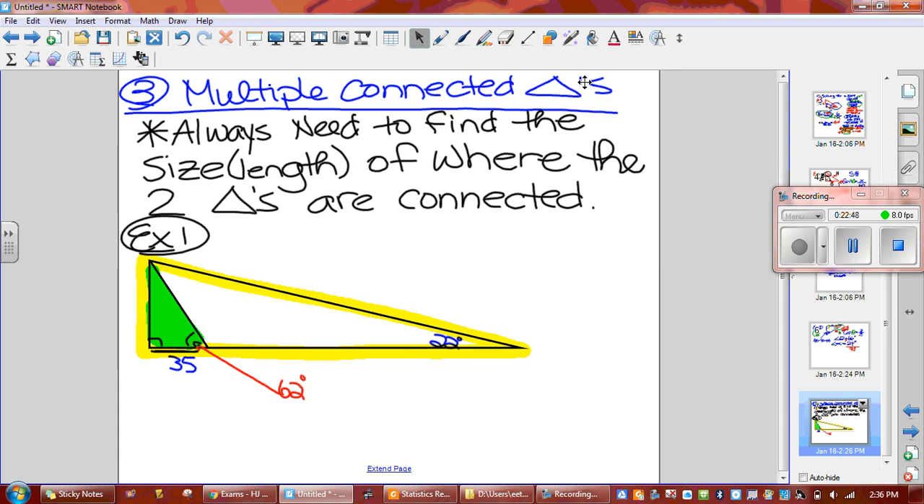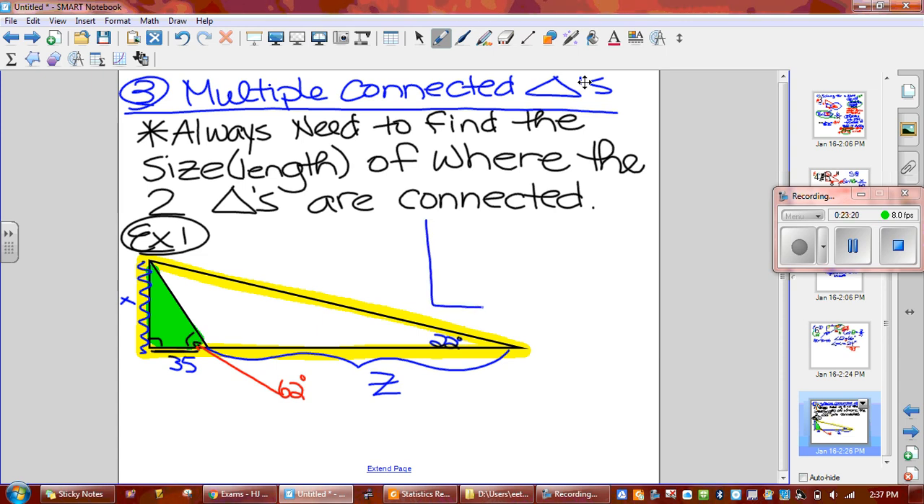The question is going to ask us to find Z. Well, in order to find Z, I need to find X of my other triangle first. So I'm going to use the green triangle, my small information, to find X. Then I've got an angle and a side for my big yellow triangle. I'm going to separate them right now. So my small triangle looks like this. I have X, 62 degrees in the corner, and 35.